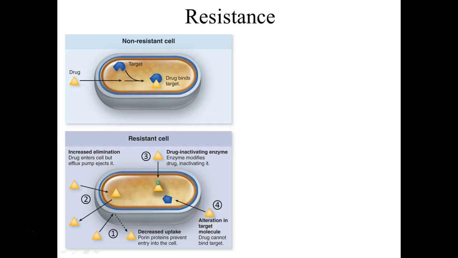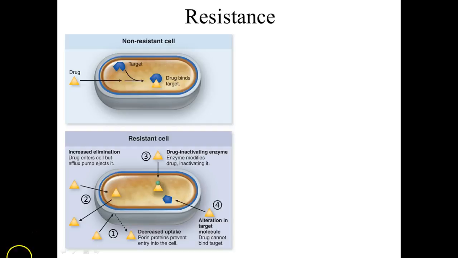The problem is, for some of the bacteria out there, they've changed the target. So notice right here, that's what the target's going to look like, where the drug's supposed to bind. Down here, look, it's mutated. The target has changed. The antibiotic can't even bind to it. Doesn't even affect it. So that's one way the bacteria have changed and become resistant.